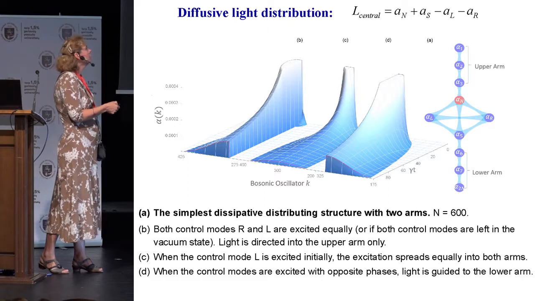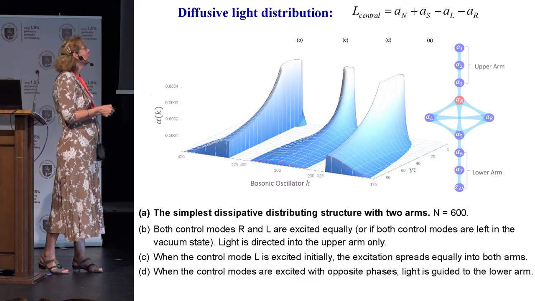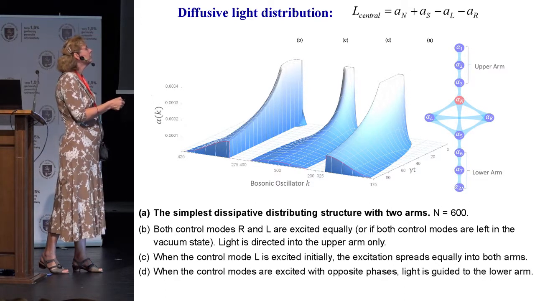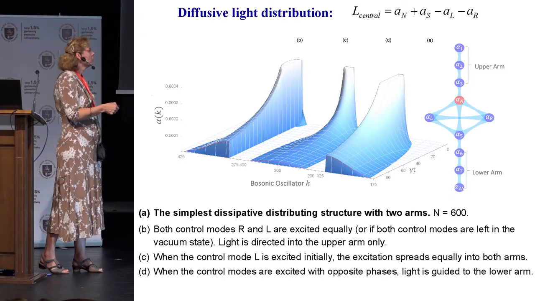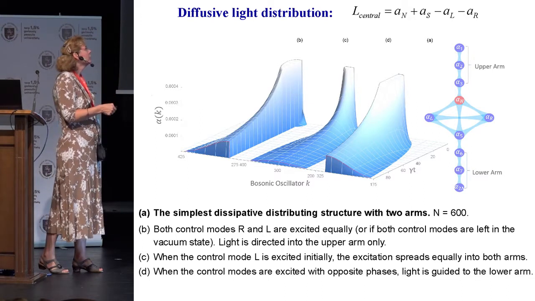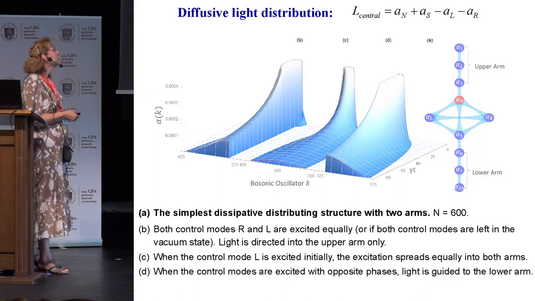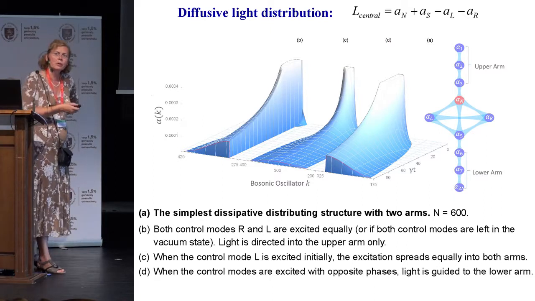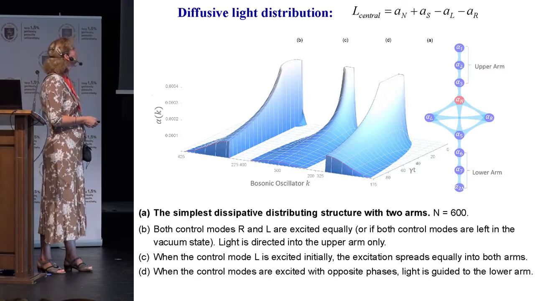And here I have a control node and can basically route the light in the desired direction. So if I excite both control modes here, light will go up here. If I excite just this one mode, light will go in both directions. If I excite these two modes with opposite phase, the light will go in the lower arm and so on. So it can work as a router. If I do lattice structures, I can reach localization of light, compacton type states and so forth. So it's a very interesting system to play with.